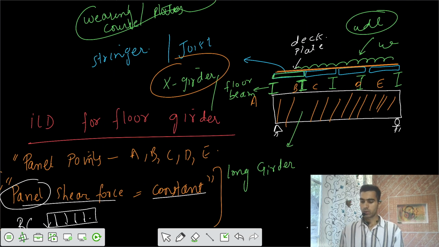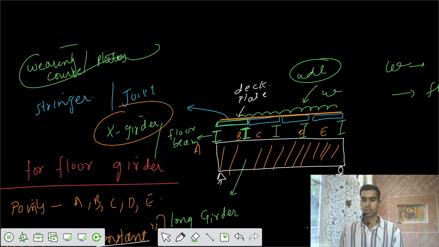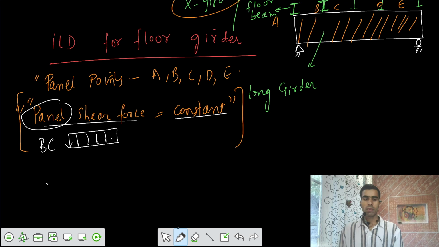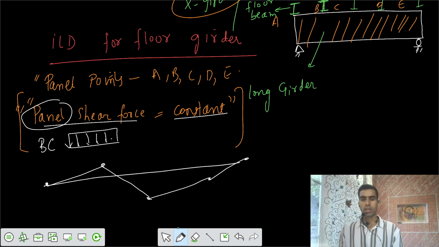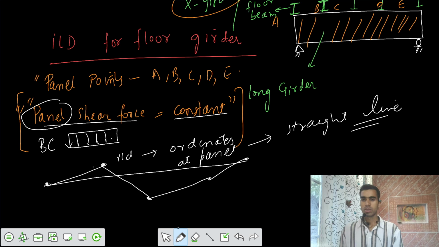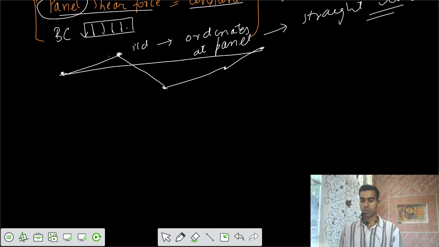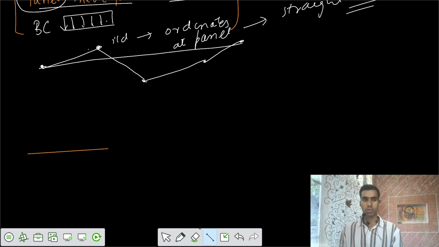So we have to draw the ILD of that. If you get the ordinates at different panel points, then we can join those by straight lines to get the ILD for your girder. So to draw the ILD, you get the ordinates at panel points, then after that join by straight lines to get the influence line diagram. So let's take a problem.